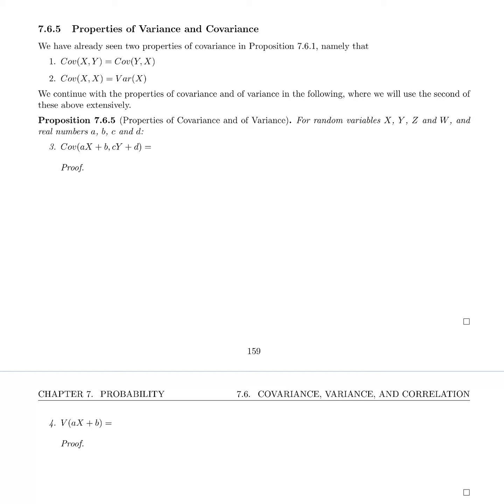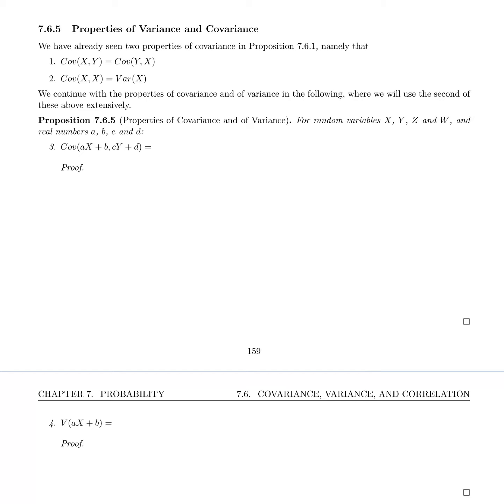In this video, we're going to start section 7.6.5 on the properties of variance and covariance. So we've already seen two properties of covariance in proposition 7.6.1, namely that the covariance of XY is the covariance of YX, and the covariance of XX is equal to the variance of X. So we're going to continue with the properties of covariance and variance in proposition 7.6.5.